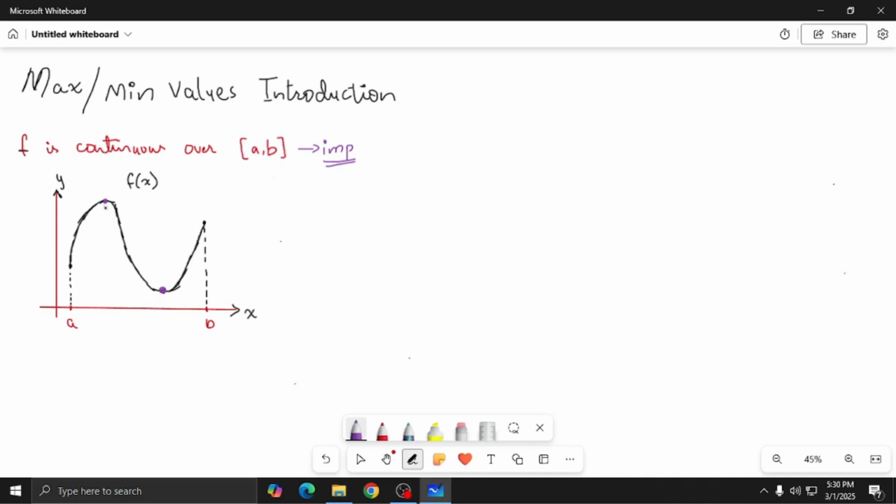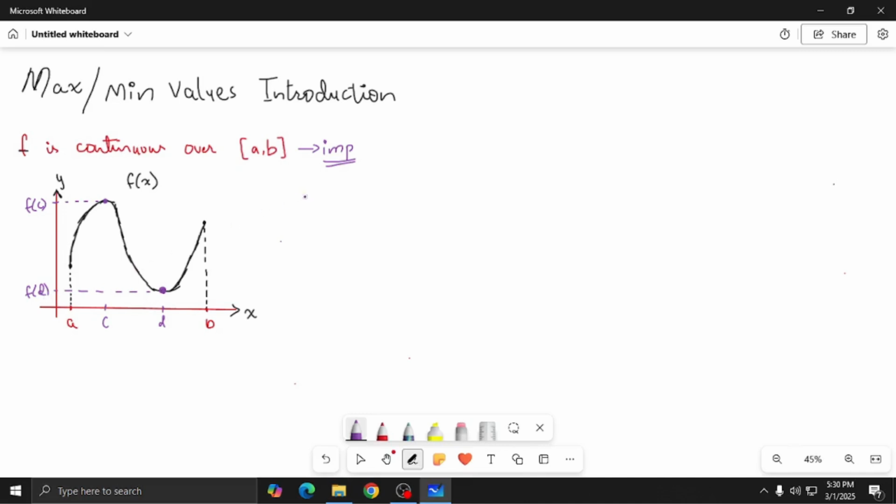So we see that there are two different points of interest: this point high enough and this point low enough, and we have got both in between a and b. Let's call this point C, and let's call this point D. So we have established two points here, and the value is just going to be f of C, and that is simply going to be f of D.